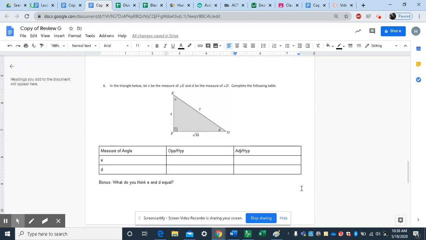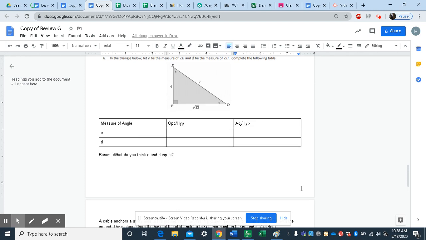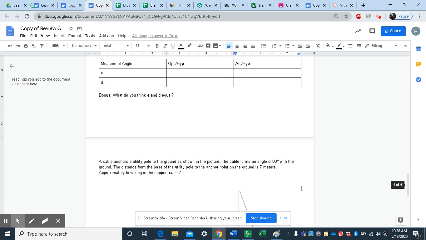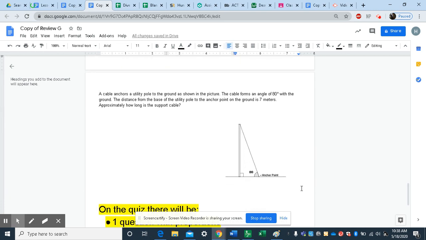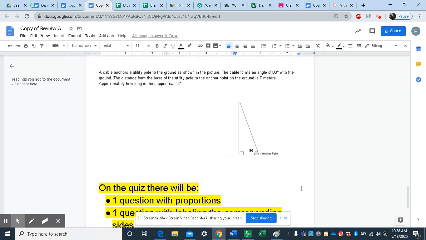So again, we're going to skip 6. You can complete it on your own. Think of it as practice. And I tried to give you more problems than we're going to do as a class. Okay, so last problem on the review.